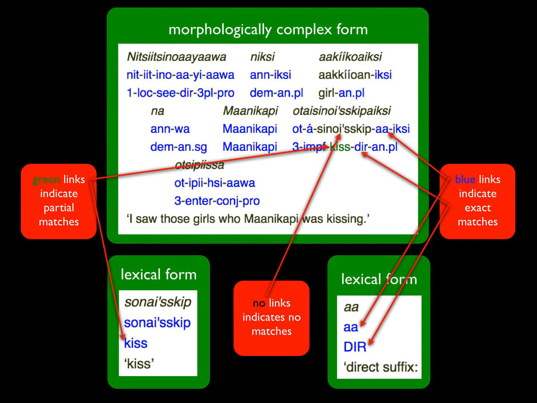This slide illustrates the OLD's morpheme cross-referencing feature. When you enter a morphologically complex form, the OLD displays the morphemes as color-coded links to the lexical forms that already exist in the database. This provides immediate visual feedback on the lexical consistency of an IGT morphological analysis. In short, the blue links indicate perfect matches, the green links indicate partial matches, and the absence of a link indicates that the morpheme shape or gloss matches no morpheme in the database.